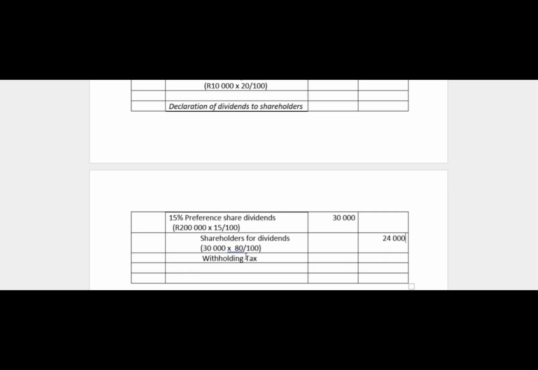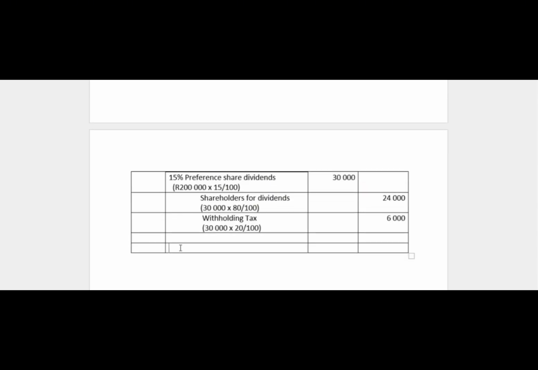24,000 is going to the shareholders, and then we have to calculate withholding tax of 20%. 20% we withhold for SARS. So 30,000 multiplied by 20 out of 100, and then we get 6,000, right? 6,000 goes to SARS. All right. And then when we narrate, we can say declaration. Let me just make it clearer here. Declaration.